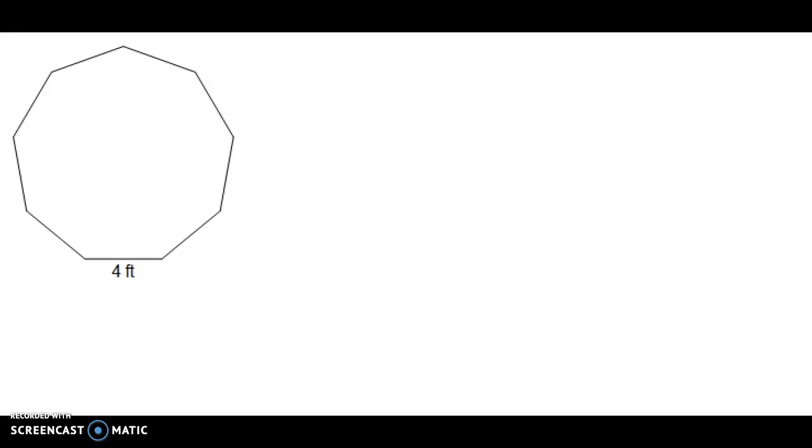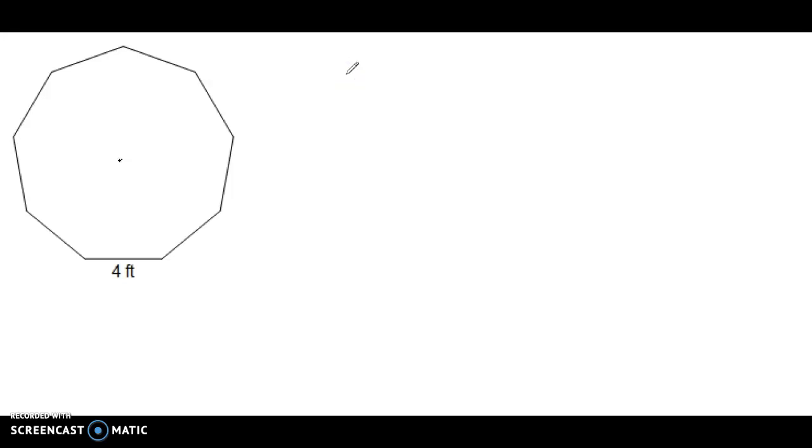We need to be able to calculate the area of a regular polygon. This is something that we talked about a while back, but I think it's time to maybe readdress it again. Okay. When we're dealing with a regular polygon, we need to know a couple things.